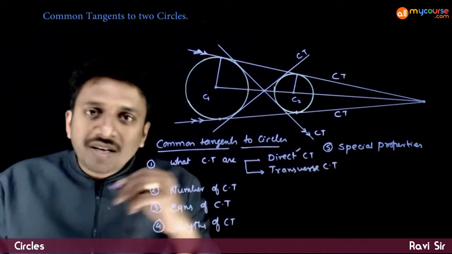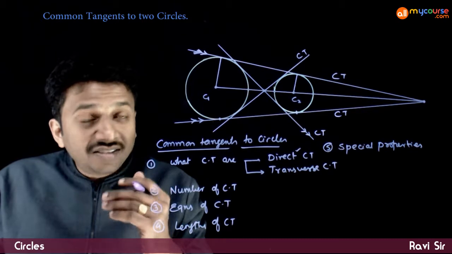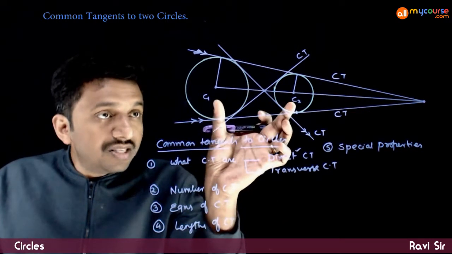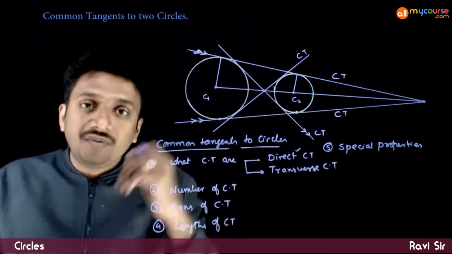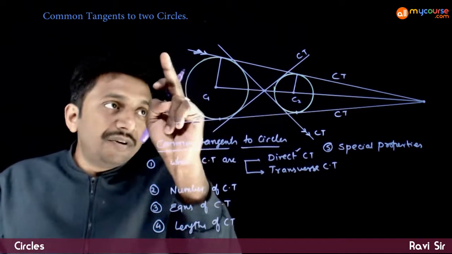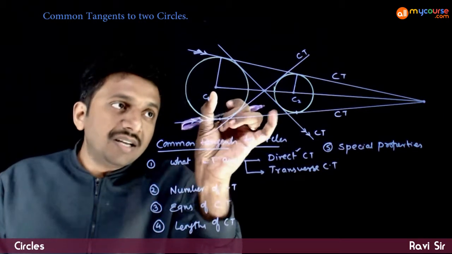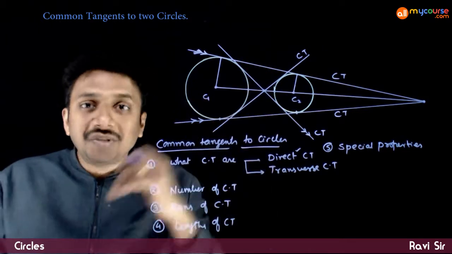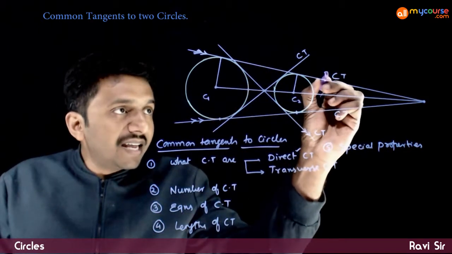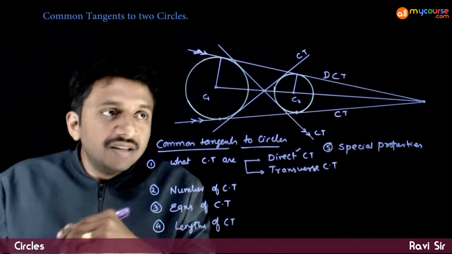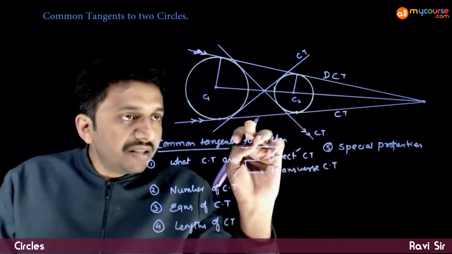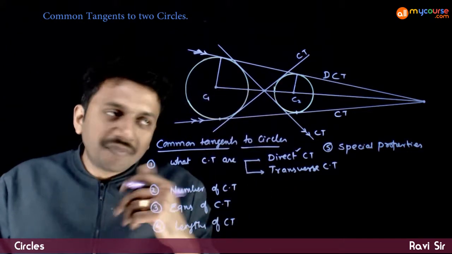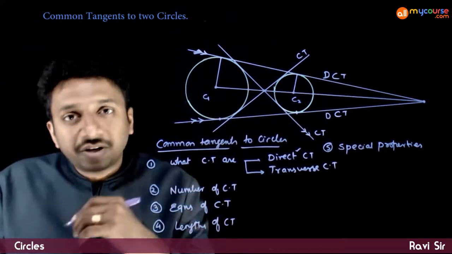What is a direct common tangent? It is a tangent for which the centers of both the circles lie on the same side of the line. If you take this common tangent, you can see that both the centers of the circles are lying on the same side of this line. So this is a direct common tangent, DCT. Similarly, for this line also, both the centers lie on the same side of the line, and this is also a direct common tangent.